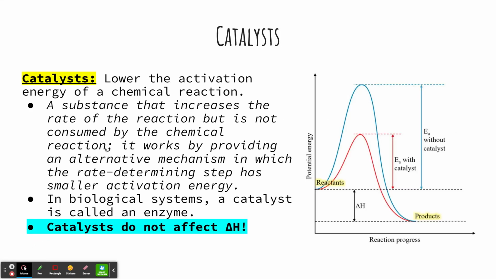All right, so catalysts, what do they do? They will lower the activation energy of a chemical reaction. In a biological system, a catalyst is called an enzyme, and a catalyst, guys, will not affect delta H. So, guys, if you take a note here, look at how much the energy of activation was lowered by this introduction of a catalyst. By introducing this catalyst, I was able to lower the activation energy pretty substantially. However, my delta H did not change, right?